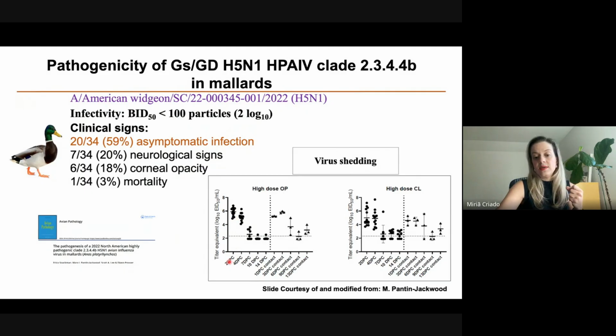And what we can see here, then also in the oropharyngeal or in the cloaca, the gastrointestinal tract, you can see that the virus, not only these animals has been able to shed virus in only 2 days post-inoculation, but in only 1 day, the animals that are naive and put in contact with these birds are also able to get infected.